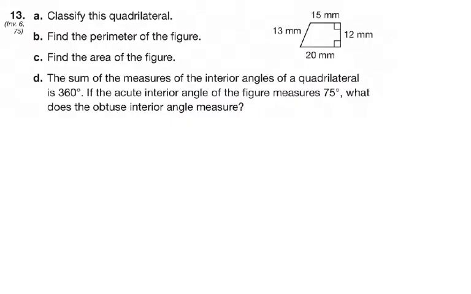Number 13 asks you to do several things. You have A through D, so I expect to see A through D on your paper. A says classify the quadrilateral. That means tell us what the name of this quadrilateral is. Looking at it, it has this diagonal line right here, a slanted line. And with that slanted line, that means it's not a square and it's not a rectangle because it doesn't have 90-degree angles. It's not a parallelogram because it only has one set of parallel sides. So because of that, that leaves us with one choice. Remember that from when we did that in class? It is a trapezoid.